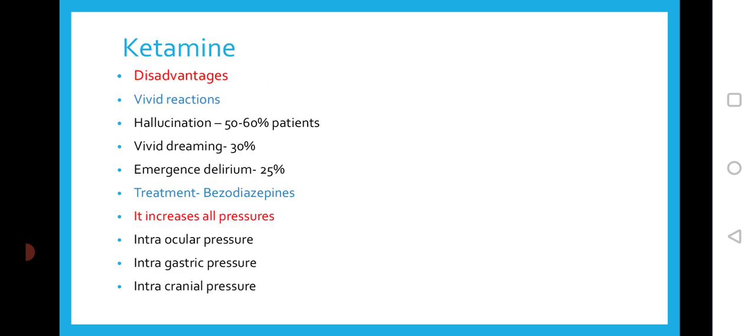Disadvantages: emergence reaction, hallucination in 50 to 60% of patients, vivid dreaming 30%, emergence delirium 25%. Only treatment is benzodiazepines. It increases all pressures: intraocular, intragastric, and intracranial pressure.